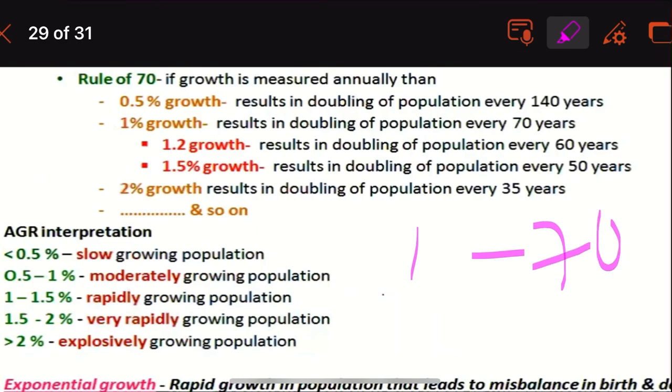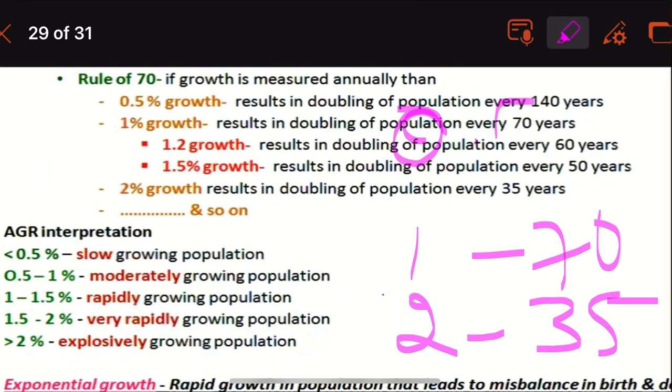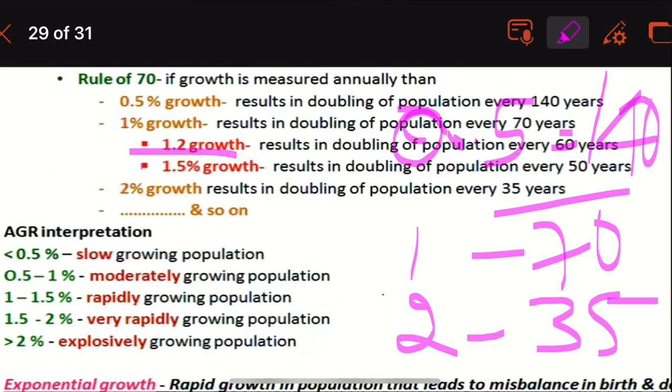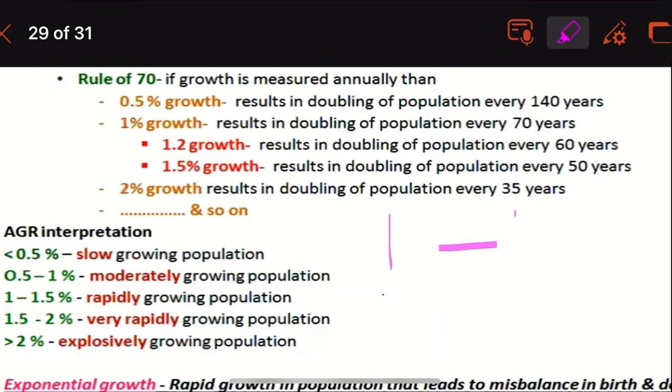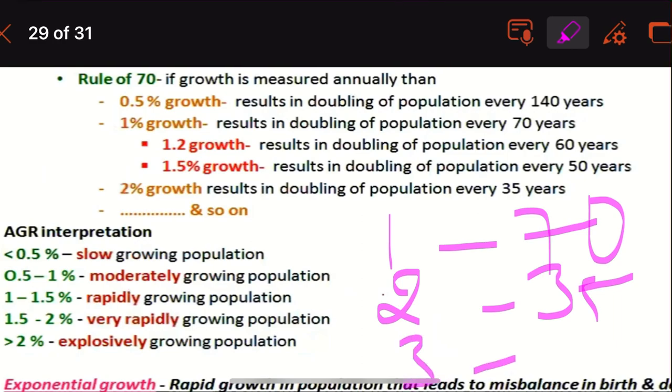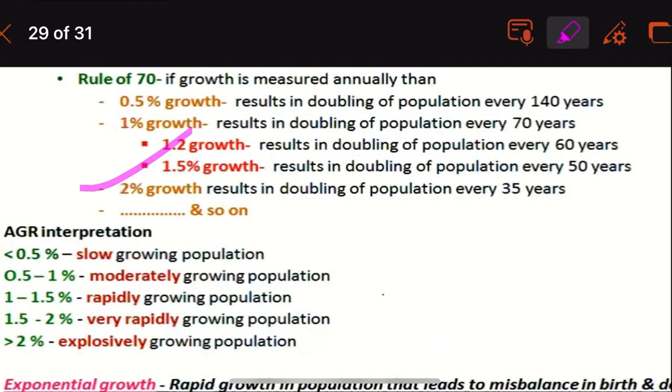If it is 1, it is 70. If it is 2, it is 35. If it is 0.5, the doubling of the population will take 140 years. If it is 1.2, it will result in 60 years. If it is 1.5, it will occur in 50 years. And so on, you can calculate. If it is 2, it is 35. Then if it is 3, what will you do? 35 by 2. Similarly, you have to go on with the calculations.